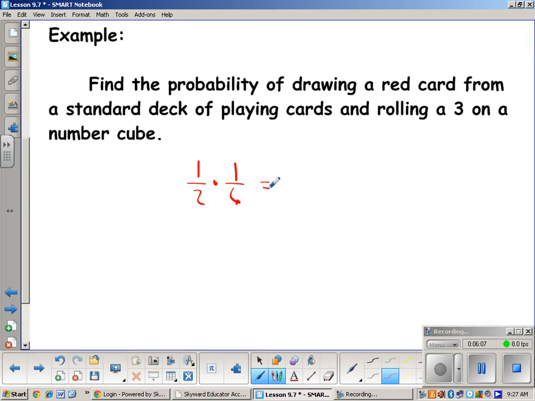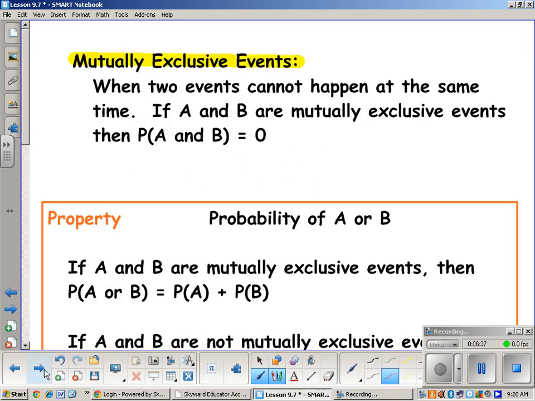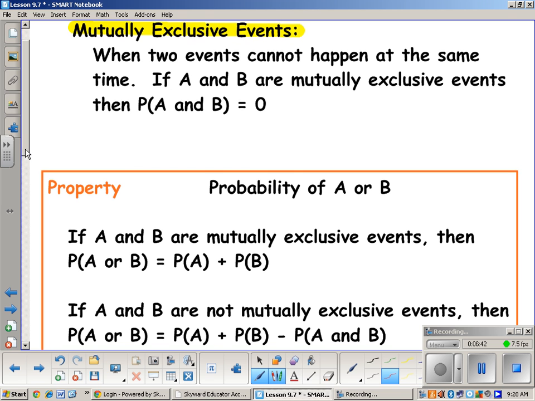And so my probability of getting a red card and a 3? 1/12. 1 out of 12. Probability of red and 3. Okay? Alright, so that's how we do it when they're independent events. We just multiply them together. I think I have one more page of heavy writing and then a couple examples, or one example, and then we're done.